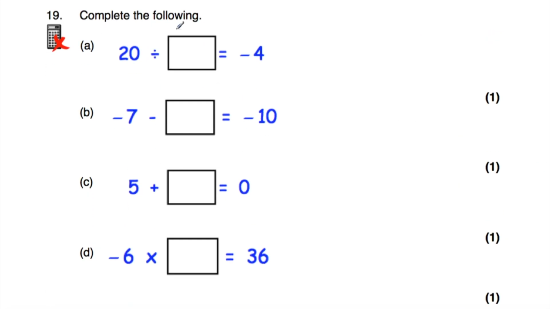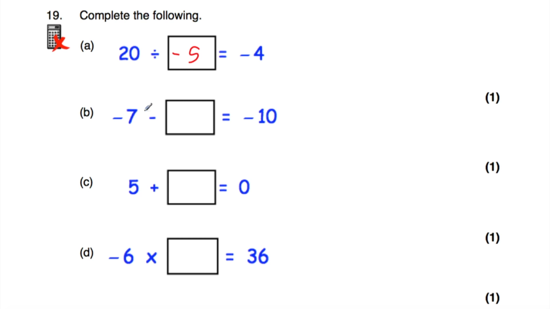Okay, let's have a look at our next question, question number 19. And we've been asked to complete the following. So we've got A, B, C, and D, and we've got to fill in these missing numbers. So question 19a says to work out 20 divided by something is equal to negative 4. We've got a positive number and we've got a negative answer. Now, positive divided by a negative is a negative. It can't be a positive number in here because a positive divided by a positive would be a positive. So this is going to be a negative number. And then we've got 20 divided by something would be negative 4. Well, 20 divided by 5 is 4. So 20 divided by negative 5 would be negative 4. So that's going to be negative 5.